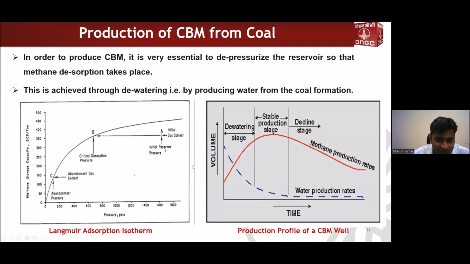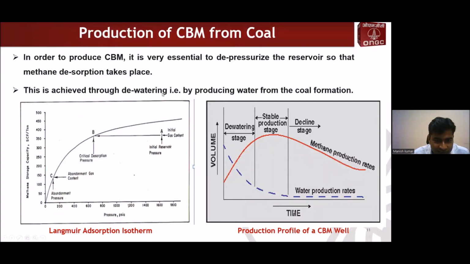In this isotherm curve, as you can see, when pressure increases on the coal, the gas storage capacity of the coal increases. In the reverse method, if the pressure decreases, the storage capacity of CBM gas on the coal surfaces decreases. This means that desorption will take place from the surface of coal after a certain period of dewatering of the reservoir.